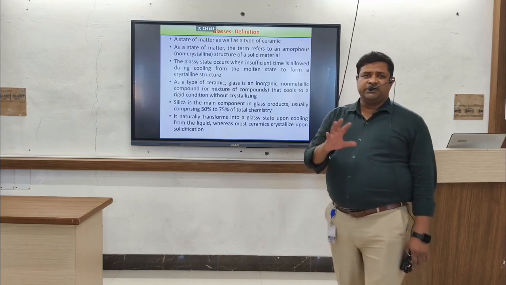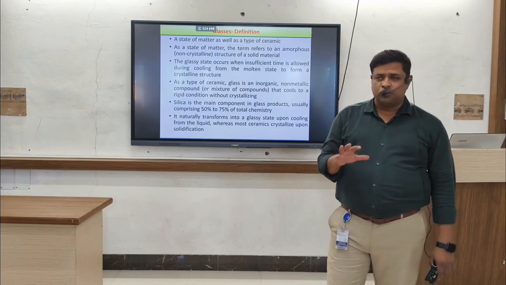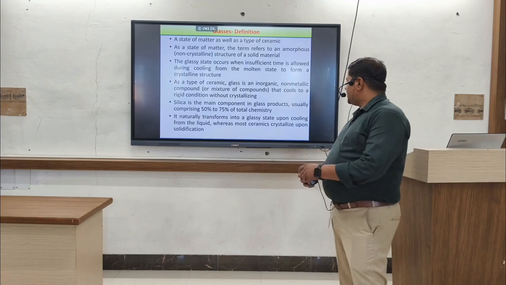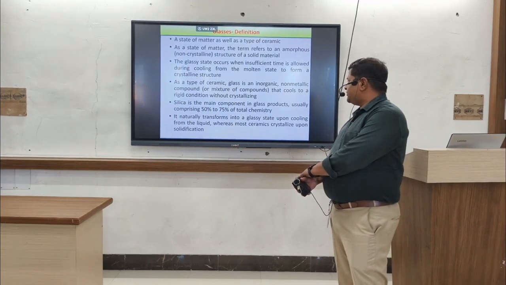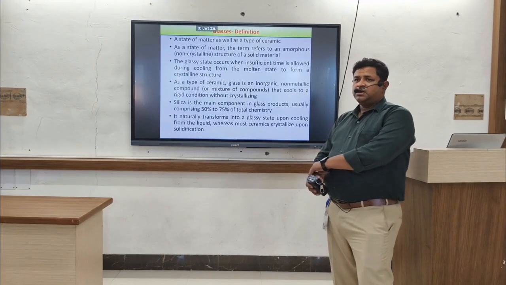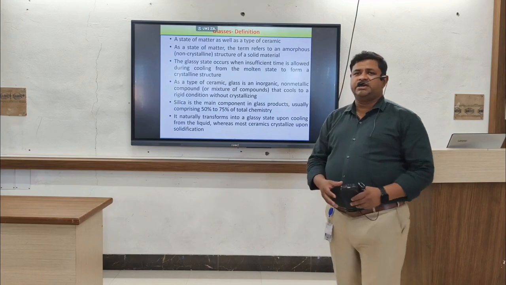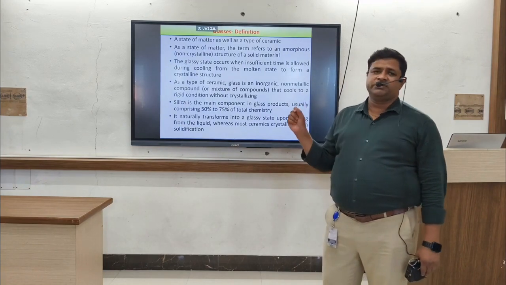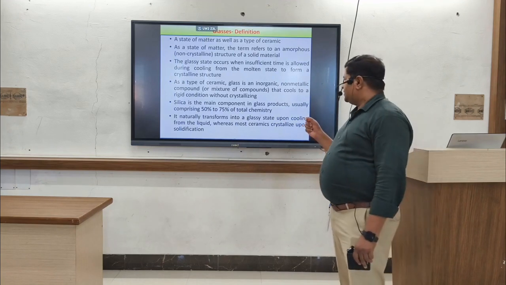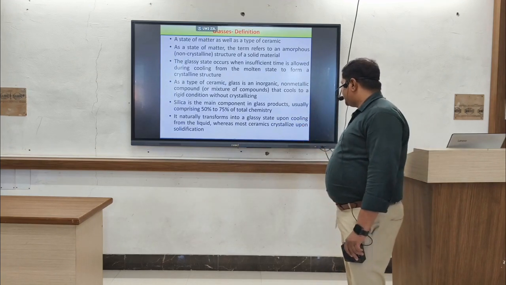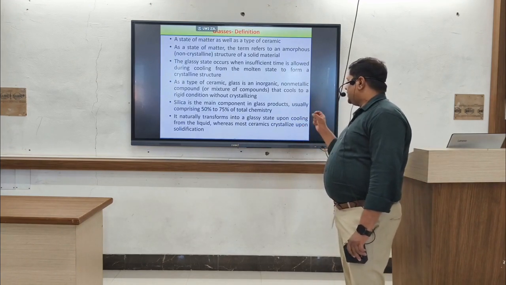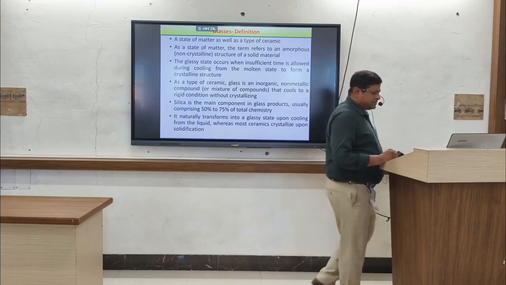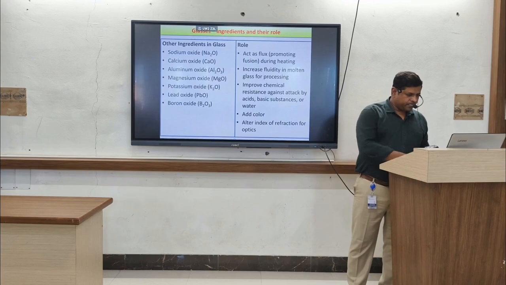That means without having crystallization in that particular process, it will cool to the solid and it looks like a glass. Silica is the main component in the glass product, usually comprising 50 to 75% of total chemistry. If we look at the chemical composition of glass, you will find silica, that is SiO2, around 50 to 75% in the composition. Then it naturally transforms into glass state upon cooling from the liquid, whereas most of the ceramic crystalline upon solidification. So these are some definitions of glasses.